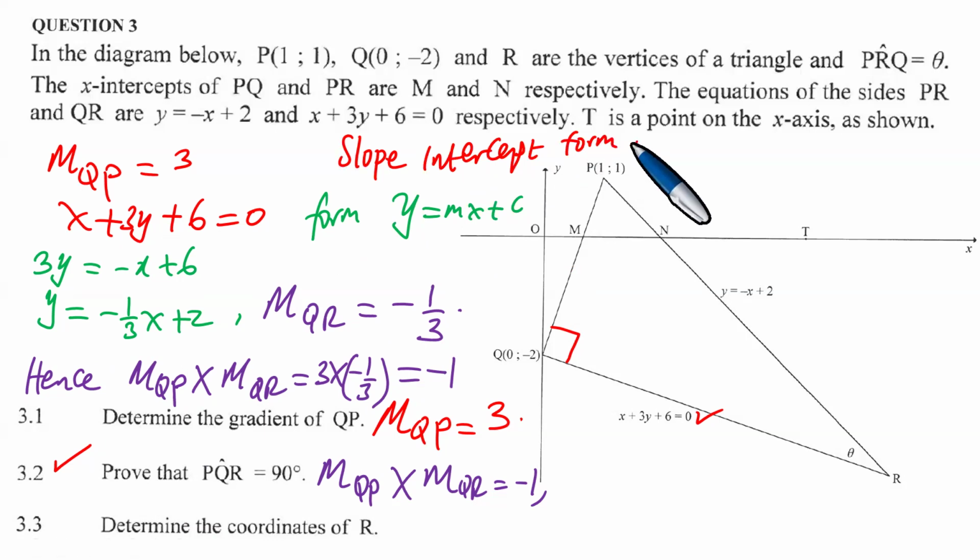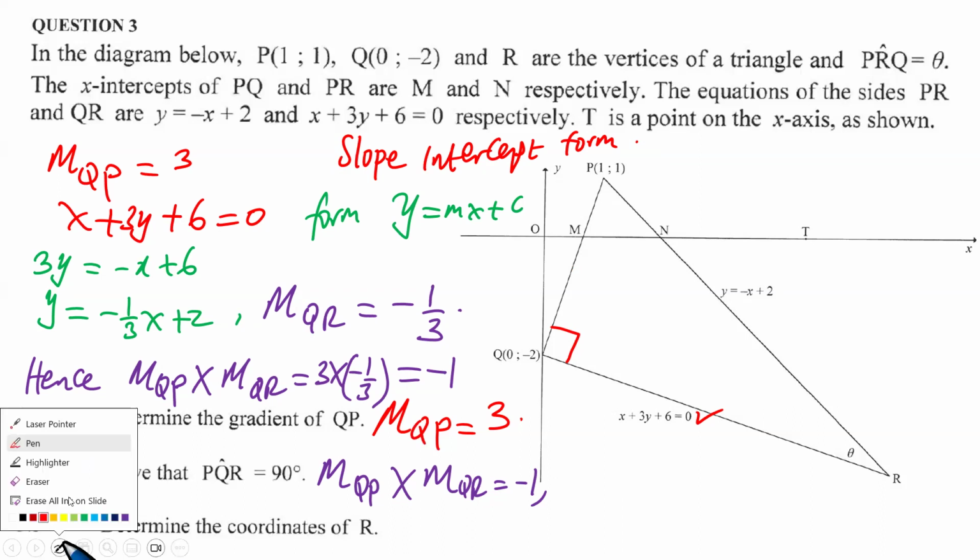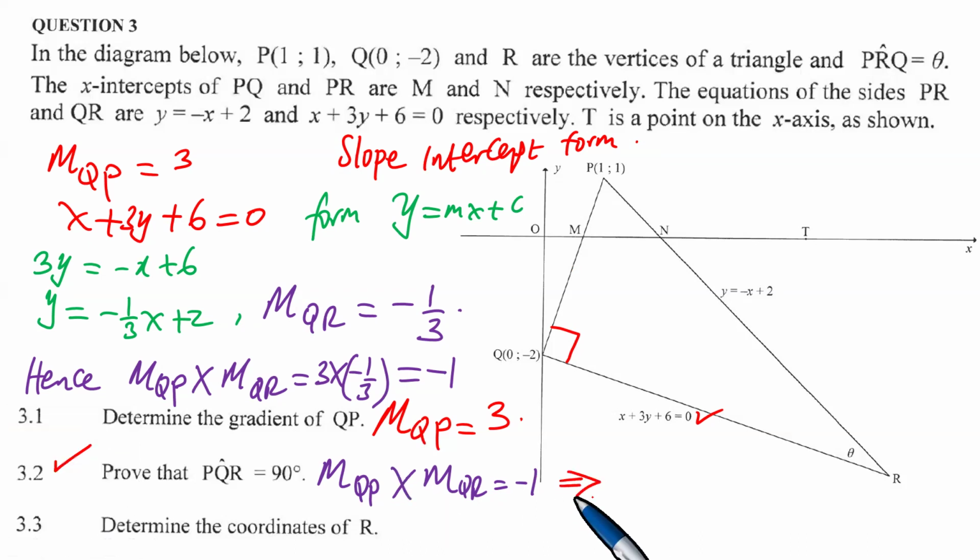Now, the product of the gradients is minus 1, so what is the implication? If you multiply two gradients and you obtain minus 1, it means, therefore, that QP is indeed perpendicular to QR. Why? Because the product of the gradients is minus 1. It therefore means that the two lines are perpendicular. In this case, QP is perpendicular to QR.